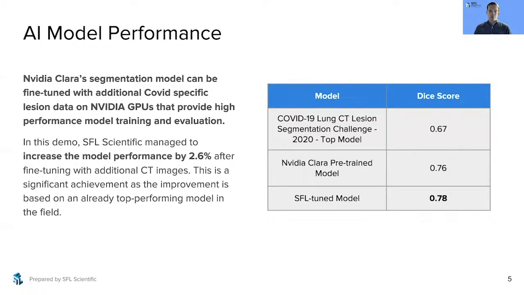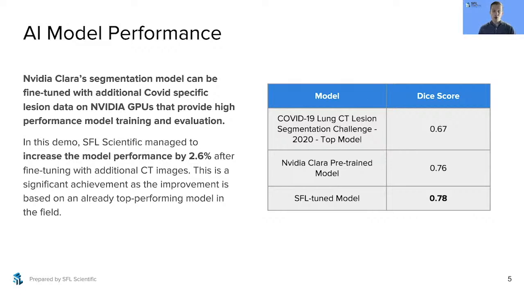So here, using the pre-trained model, we see a level of 0.76. And to put it in context, the winner of the COVID-19 Lung CT Lesion Segmentation Challenge from about a year ago achieved a DICE score of 0.67, which means that our simple pipeline using just the pre-trained model is already reaching very high accuracy levels.